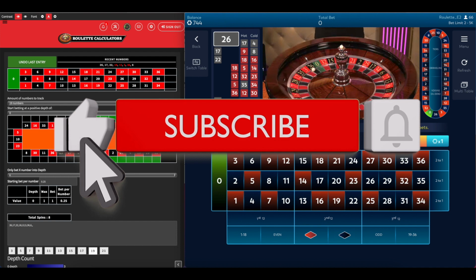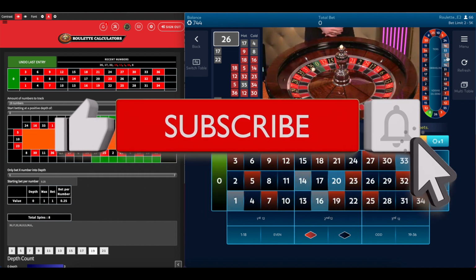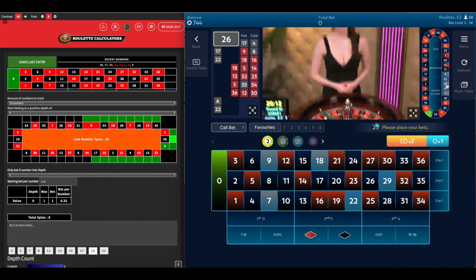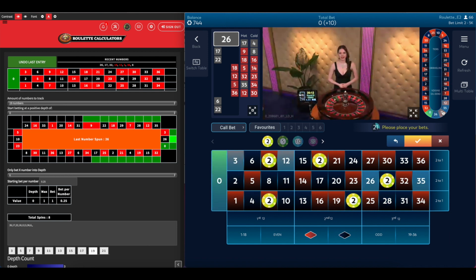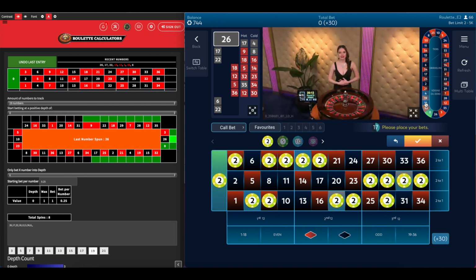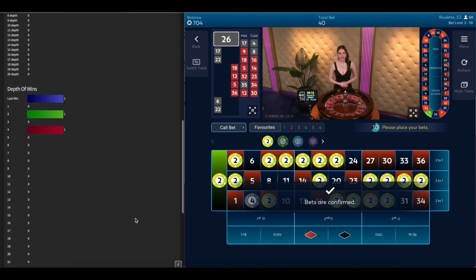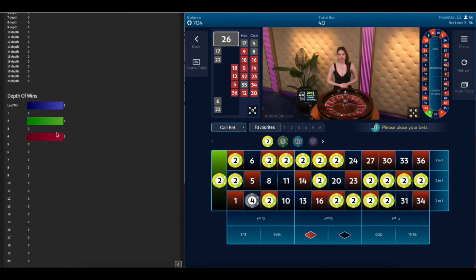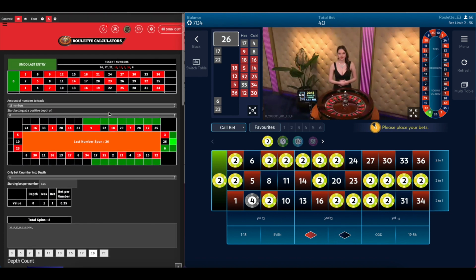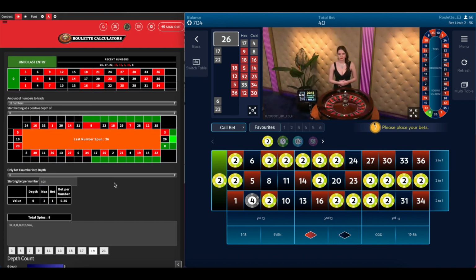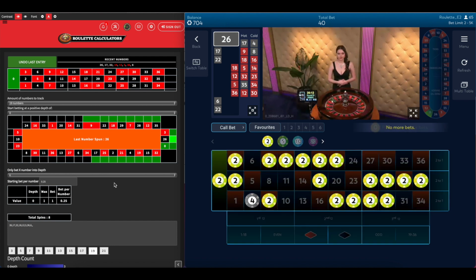So we'll put it down to 2 units again, and we're going to cover from number 9. So if we have a look here, you see she's had a depth of 0, 0, 1, 0, 1. So at the moment she's looking good for the standard area key with a progression.